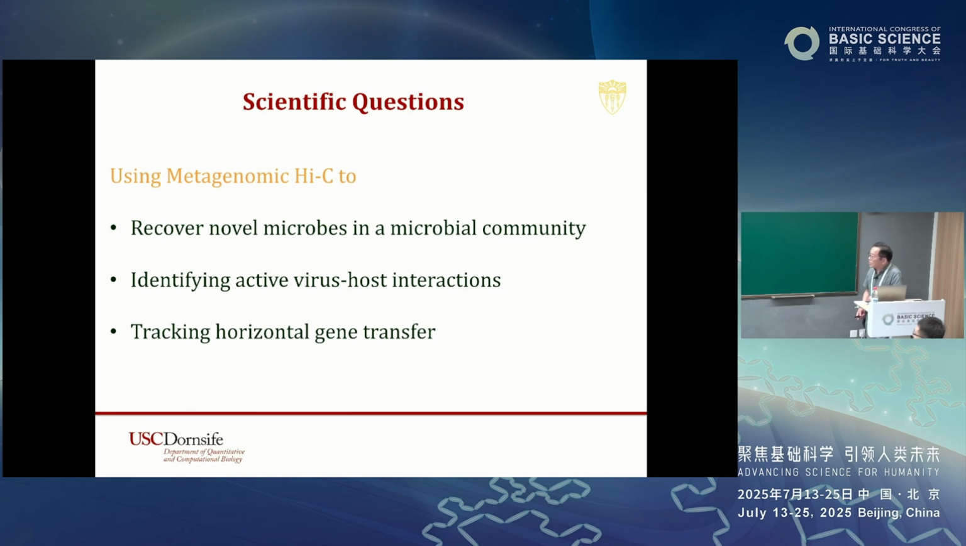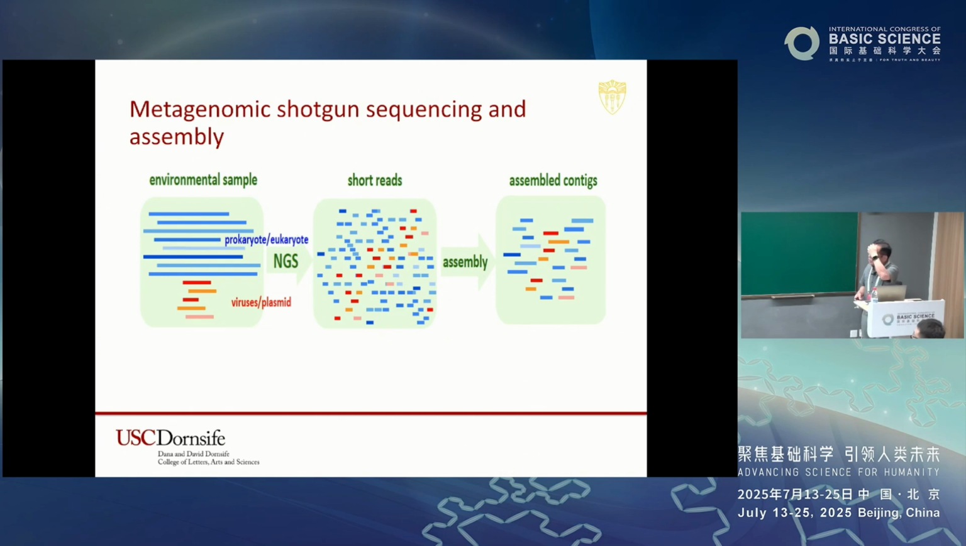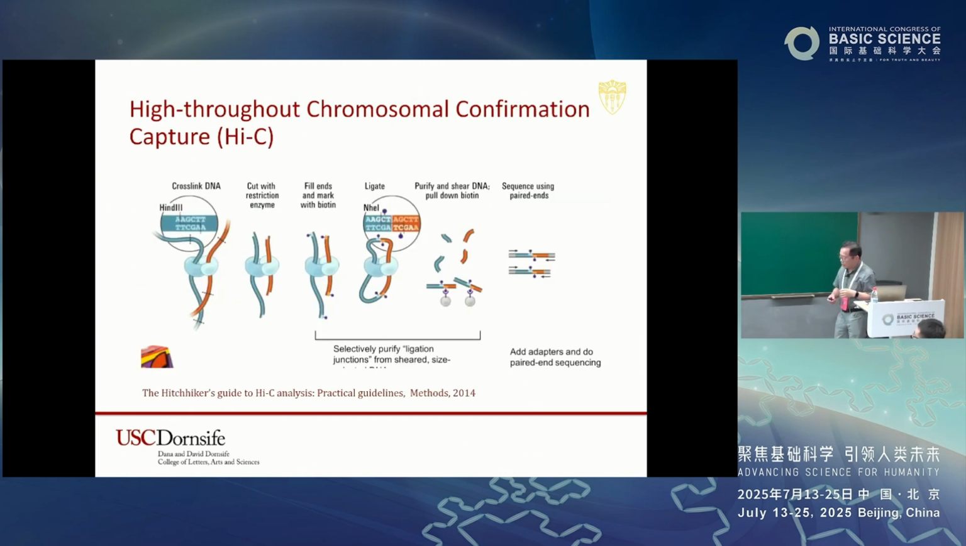So the scientific questions: we want to recover novel microbes, and in particular, we want to recover novel viruses. We want to identify active viral-host interactions, and we also try to track horizontal gene transfer in the microbial community. To study this kind of problem, there are different methods, and one particular one is to use sequence data only.